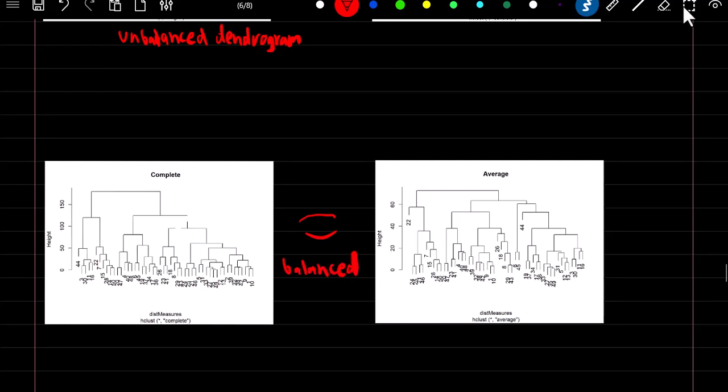So how do you tell the difference between the two? In order to tell the difference, you want to look at your y-axis. With complete, you're taking the largest value. With average, you're taking the average values. So if you perform it on the exact same data, your complete y-axis will have a greater interval than your average y-axis. Here, the average y-axis tops off at a little over 60. Complete goes all the way up to about 160, 170 for the exact same data. Because ultimately with complete you're taking the greatest difference, and here you're taking the average difference.